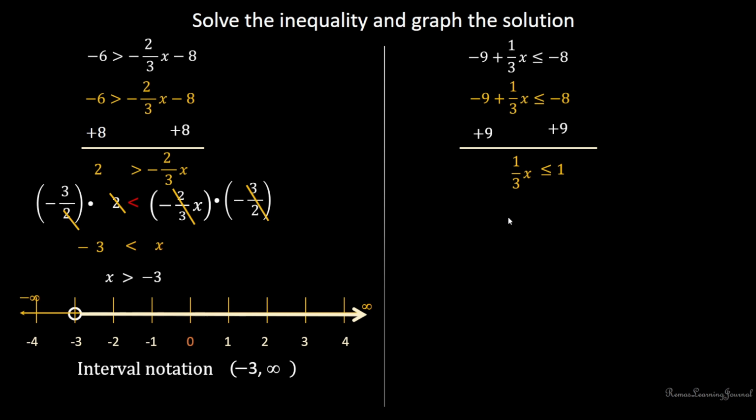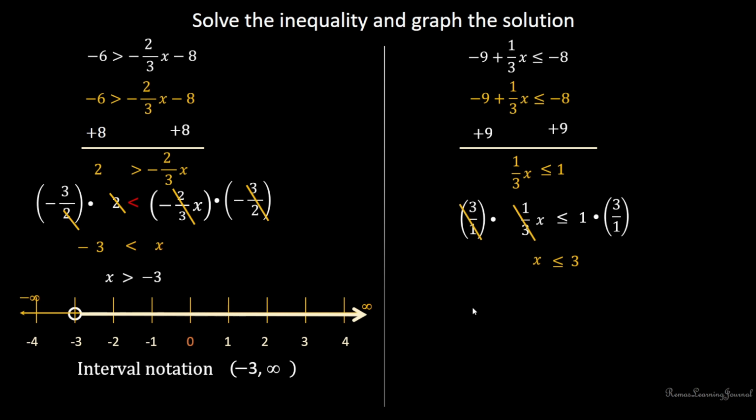Now let's remove 1 by 3 from the left side of this inequality. For that, let's multiply both sides of this inequality by the reciprocal of 1 by 3, which is 3 by 1. Now 3 by 1 and 1 by 3 get cancelled on the left side and only x remains. And the new inequality is x less than or equal to 3.